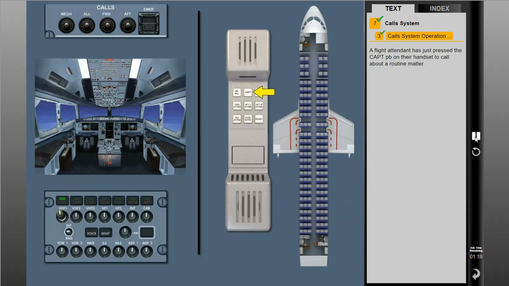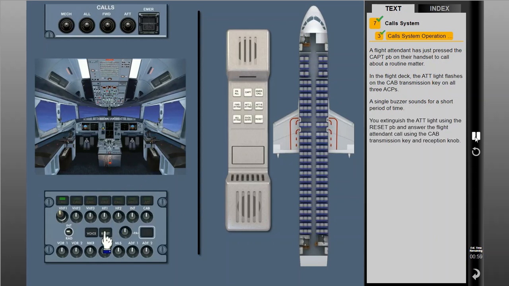A flight attendant has just pressed the captain push button on their handset to call about a routine matter. In the flight deck, the attending light flashes on the cabin transmission key on all 3 ACPs. A single buzzer sounds for a short period of time. You extinguish the attending light using the reset push button and answer the flight attendant call using the cabin transmission key and reception knob.